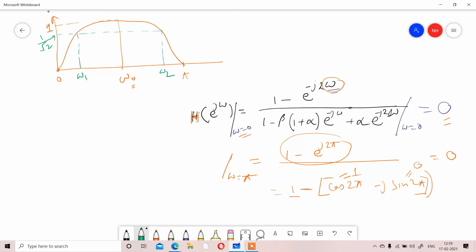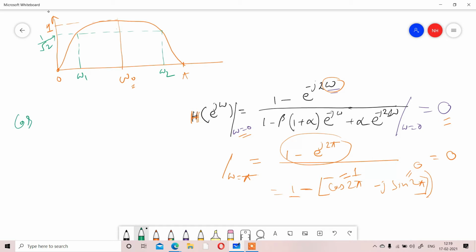So what will be the value of omega 1? What will be the value of omega 1? Anyone? The same will happen because we are simply multiplying the high pass filter and low pass filter, na?